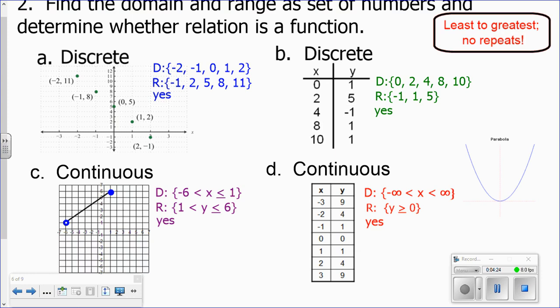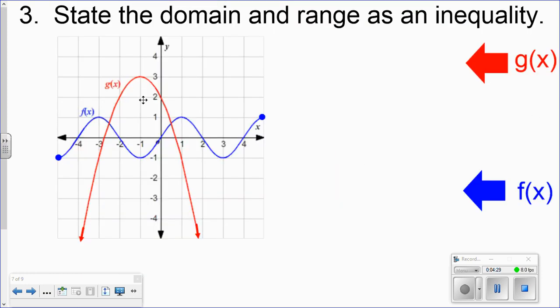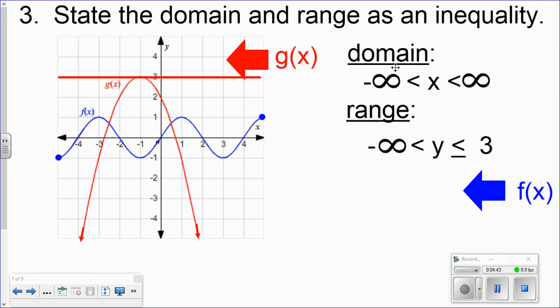State the domain and range as an inequality. So our g of x, that's the red one. Our domain, see how the arrows keep going? That's going to be all real numbers, or from negative to +infinity. And our range is anything less than 3. So it could say -infinity is less than y, which is less than or equal to 3. Or it could just say y is less than or equal to 3.